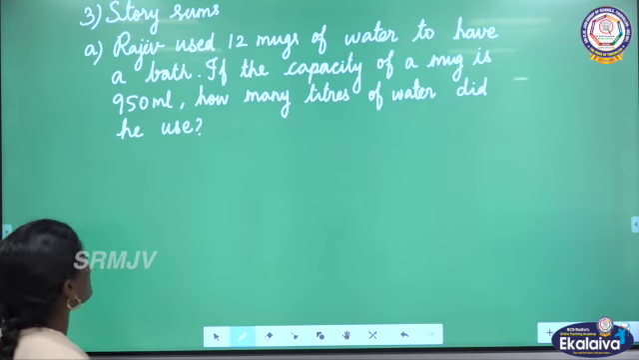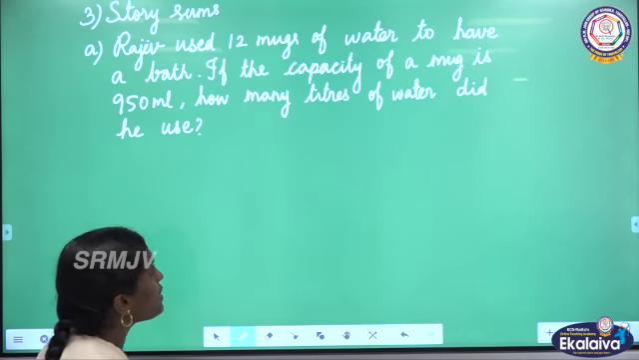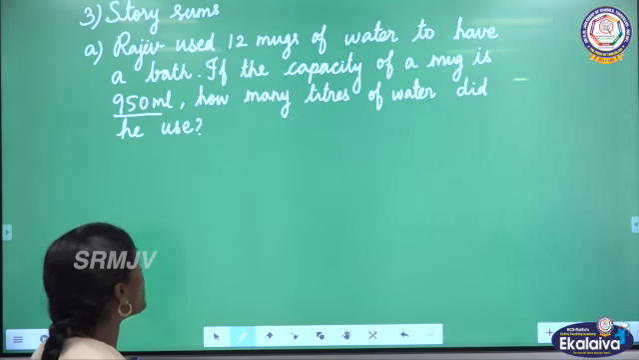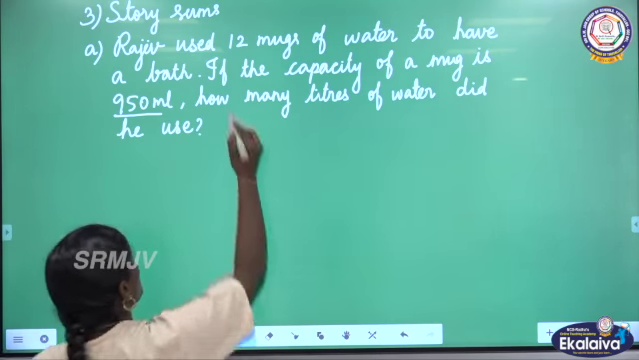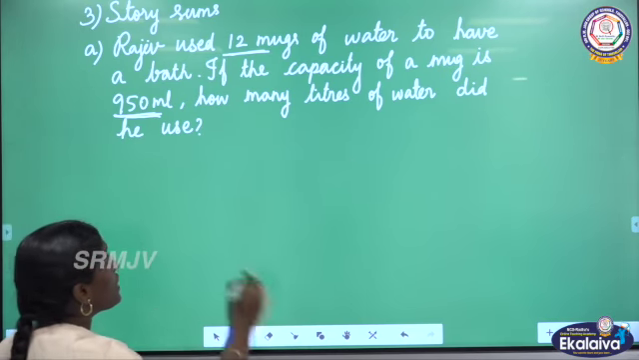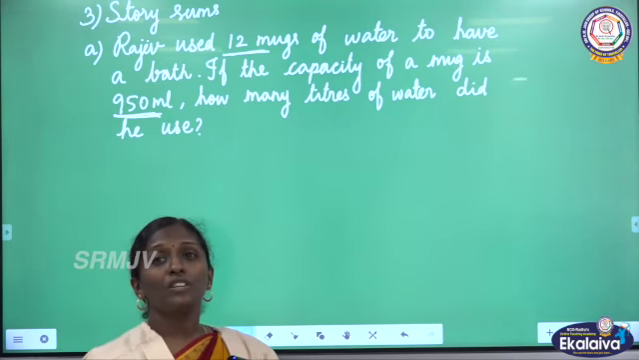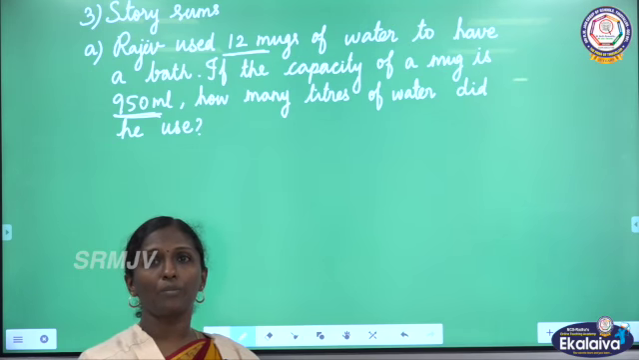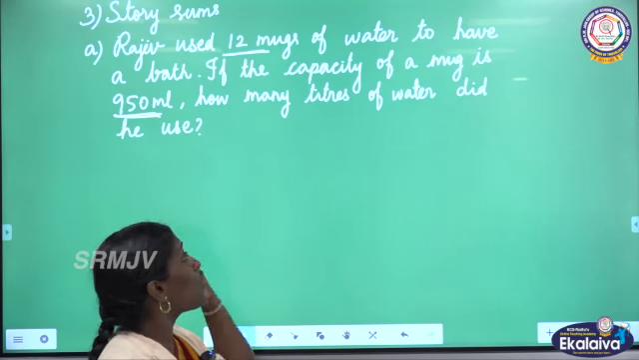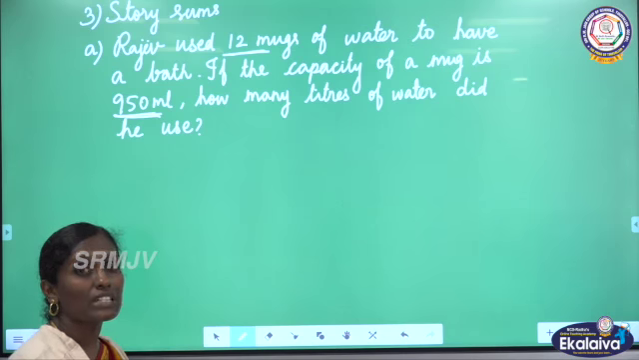The next one, story sum. Rajiv used 12 mugs of water to have a bath. If the capacity of a mug is 950 milliliter, how many liters of water did he use? Here he used 12 mugs of water. Capacity of one mug is given. They are asking, we have to find out how many liters of water he used. So from the capacity of one mug, we have to find out the capacity of 12 mugs, which is equal to liters of water he used. So from 1 we are going to find many, that is multiplication.